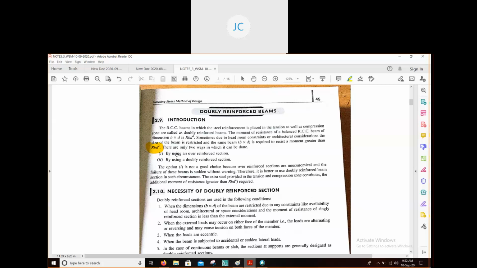Over reinforced section is not economical and also it is not safe, because this kind of beam will fail suddenly without giving any warning. You can see here, option 1 is not a good choice. Over reinforced sections are uneconomical and failure of these beams is sudden without warning. Therefore it is better to use doubly reinforced beams.